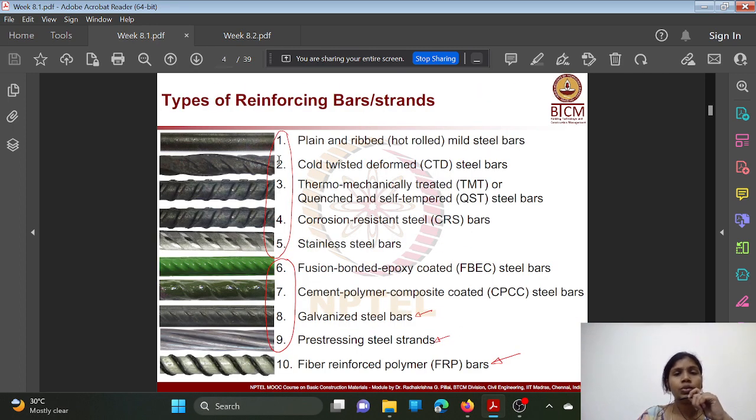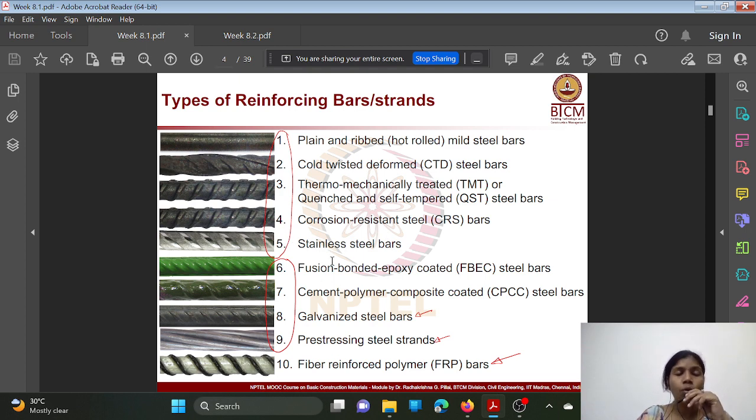See, these are the things we have seen in last week's lecture, from 1 to 5. These are all uncoated bars. This is plain and ribbed mild steel bars. It is just hot rolled steel bars. And this is cold twisted deformed bars. We make use of a quenching mechanism to make these cold twisted deformed bars. And then this is thermomechanically treated bars or quenched and self-tempered steel bars. This is corrosion resistant steel bars, and these are stainless steel bars.